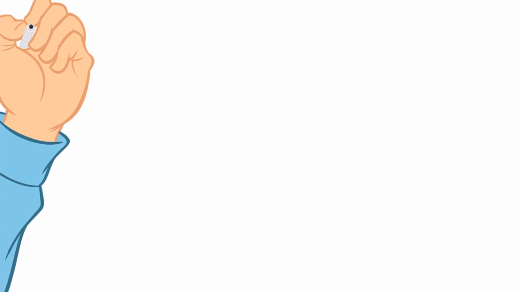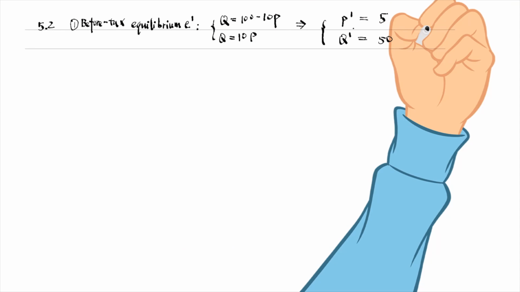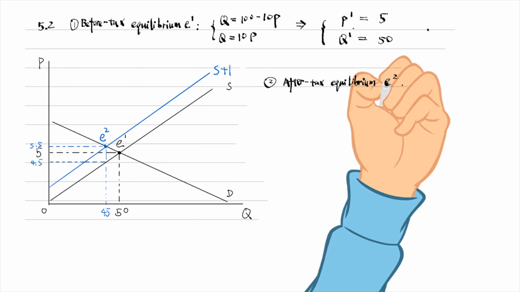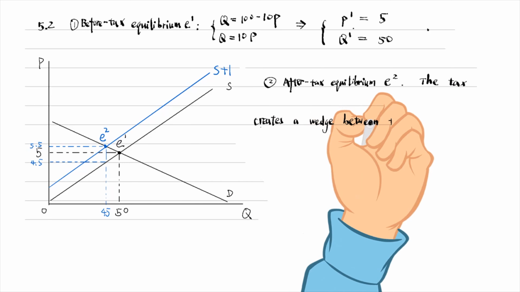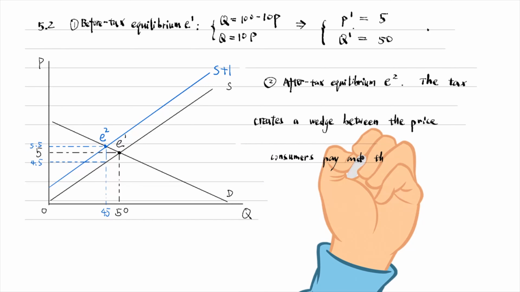We follow the 3 steps to solve the problem. First, we determine the before-tax market equilibrium price and quantity. Combining the demand and supply functions gives the market equilibrium price of 5 and quantity of 50. Second, we find the after-tax equilibrium. The specific tax of 1 creates a wedge between the price consumers pay and the price producers receive.